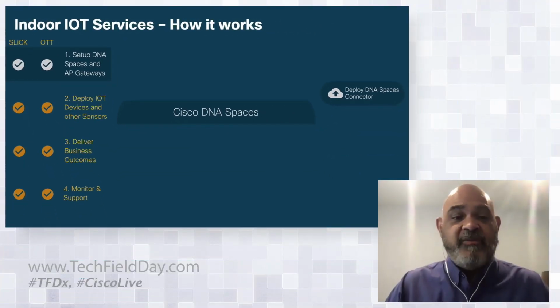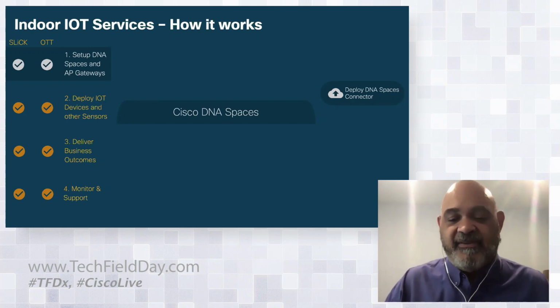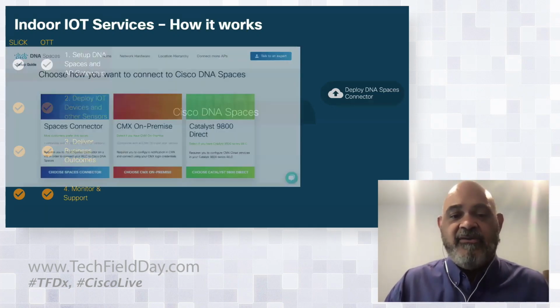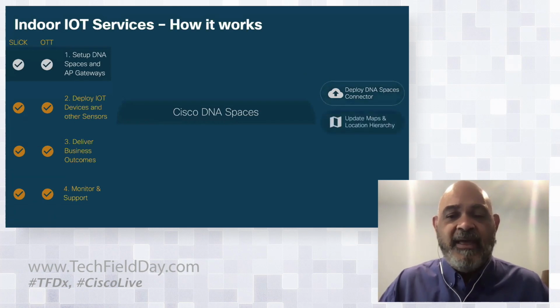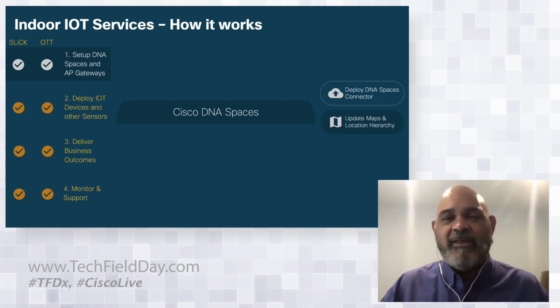So with DNA Spaces, you would start with setting up DNA Spaces and the AP gateways. These gateways have an install process, which is what we call a quick start guide. It actually tells you how to install the on-premises gateway. Then the next big focus is you enter information about your maps and location hierarchy, because it's really important to describe correctly where devices are.